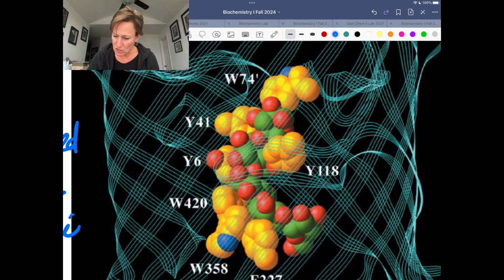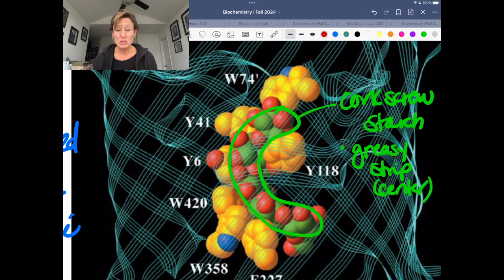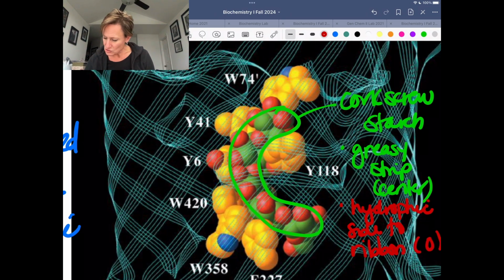So I'm going to highlight here. What we have here in green is our corkscrew starch, which, to highlight, is going to have a greasy strip in the center. Then I'm going to change colors here because when we talk about those red oxygen atoms, we're going to have a hydrophilic side to that ribbon. Those are going to be our oxygen atoms.